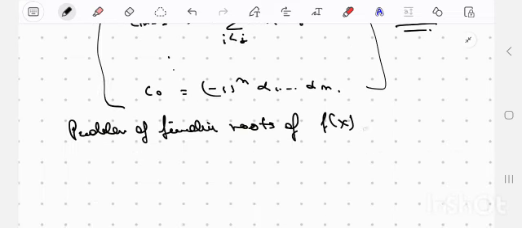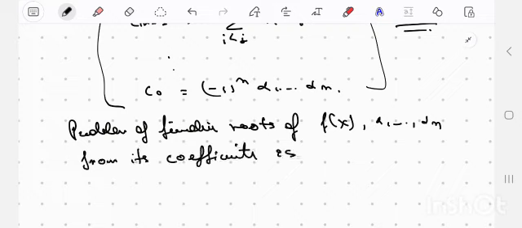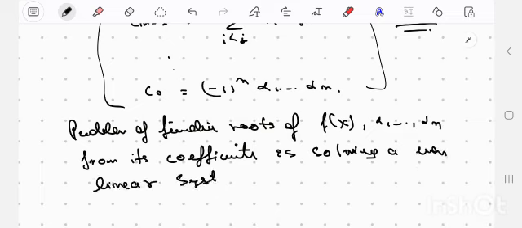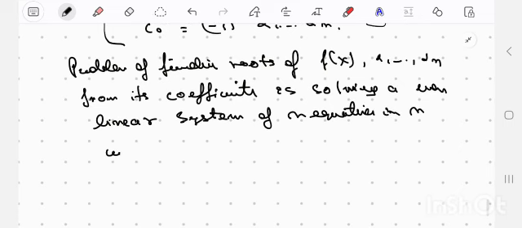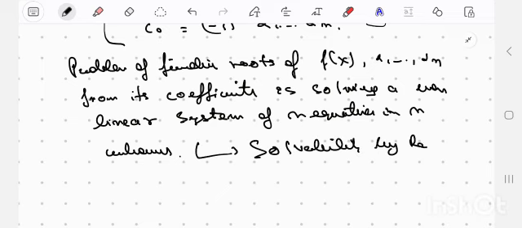So the problem of finding the roots of f of x, alpha 1 till alpha n, from its coefficients, because if we are given a polynomial, we will obviously be given its coefficients, is solving a non-linear system, obviously not a linear system, of n equations in n unknowns, right? So this notion is called solvability by radicals.